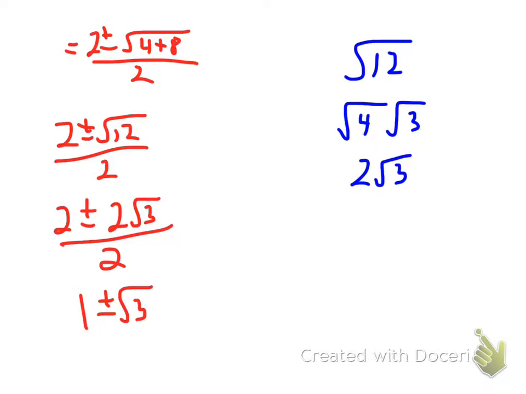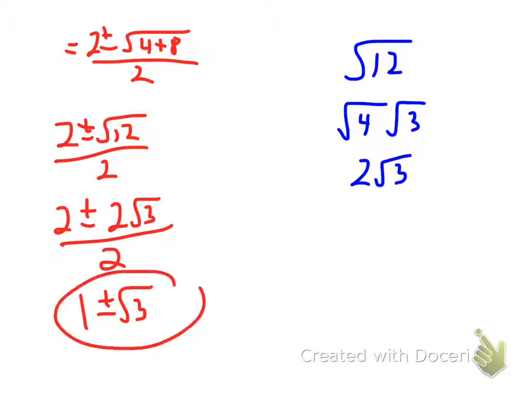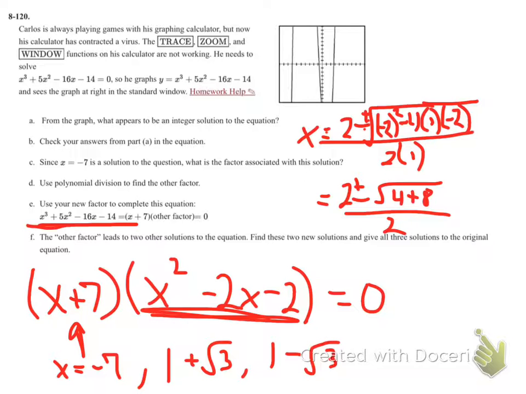So now, when I look at my solutions to this problem, it's a third degree polynomial. There are 3 roots. One of them is negative 7, and the other 2 are these 2 right here. And that comes from our quadratic factor. So I have 1 plus the square root of 3, and I have 1 minus the square root of 3. You could just write it as 1 plus or minus the square root of 3 as well. But those are now our 3 solutions.